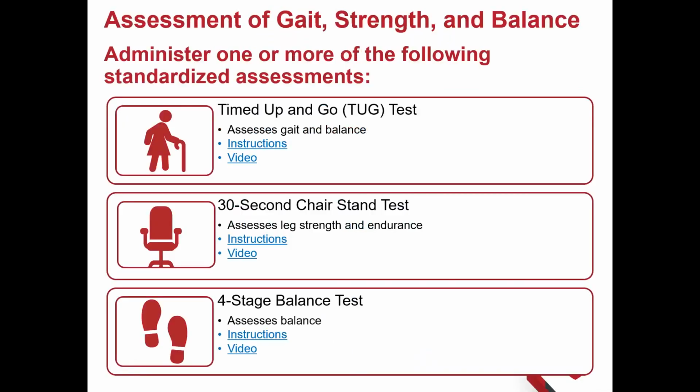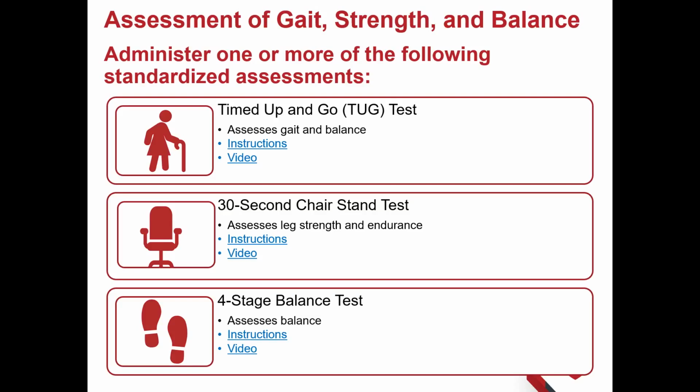There are 3 standardized tests that the STEADY initiative recommends to assess gait strength and balance. You might choose to do all 3, or you might choose to do 1 or 2 of them. All are pretty simple and quick to do. The CDC provides links to instruction sheets and demonstration videos on the STEADY website, and those are all linked for you here. These instructions can be printed off and used as provider or staff education, and the videos are also really great staff training tools.